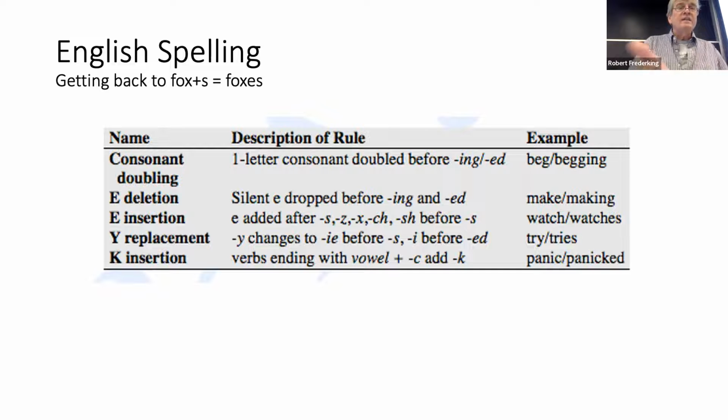The one we're going to look at is E-insertion, which is the middle one in this table. So some words that end in S, Z, X, CH, or SH, instead of just adding an S, you add an E first. And this happens in speech too. And in speech, you actually change the S to either be an S or a Z sound, depending on the voicing of that preceding sound. So, how do we handle this?